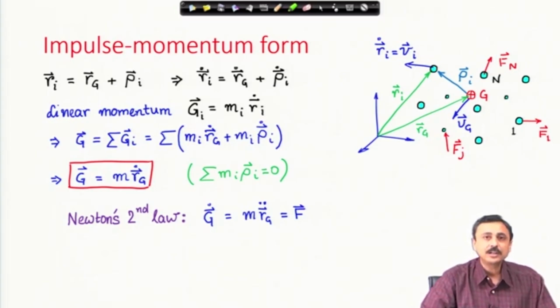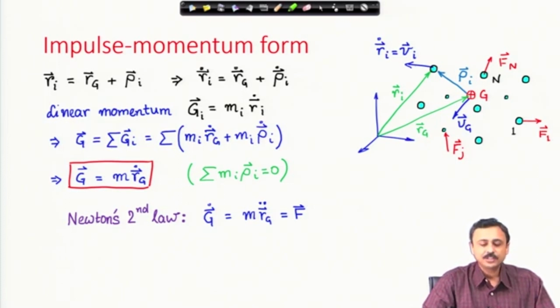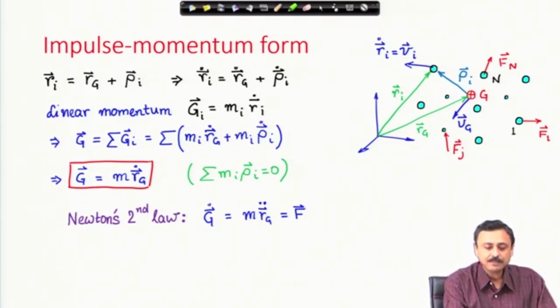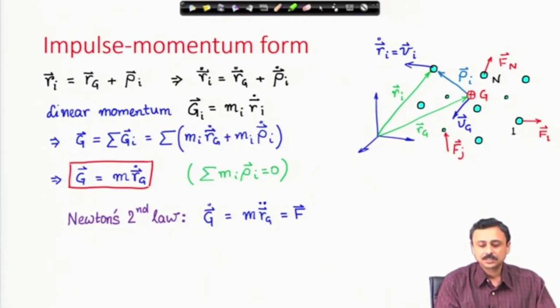Now, the generalized Newton's second law for the system of particles. Let us start by differentiating this linear momentum of the whole system. Therefore, if I take the time derivative of capital G vector, I get mass times acceleration of the center of mass, and mass times acceleration of center of mass, from Newton's second law for the system of particles, is equal to F, the net force acting on the system of particles. Thus, the rate of change of linear momentum of the whole system is equal to the net force acting on the system.